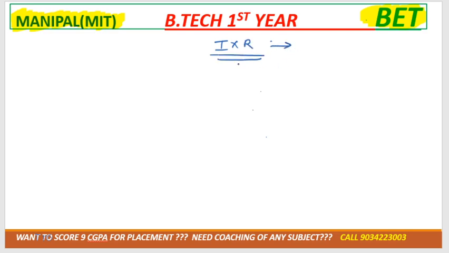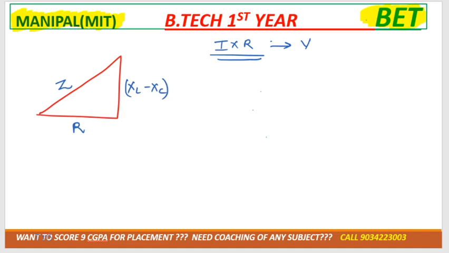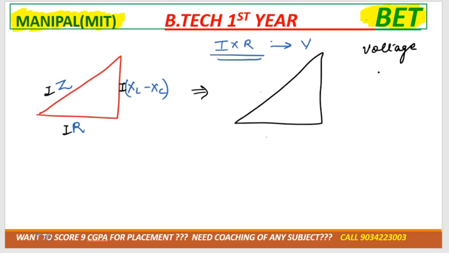If you multiply current with the resistance, what will you get? Tell me. I into R is what? Voltage, right? So if there is an impedance triangle, that is R over here, Z over here, and XL minus XC over here, again I am taking the standard thing. If I multiply all these terms by current, then this impedance triangle would be converted into the voltage triangle. Yes or no? So this would be I into R. This would be I into Z. This would be I into XL minus I into XC.